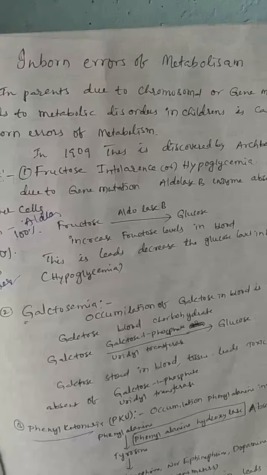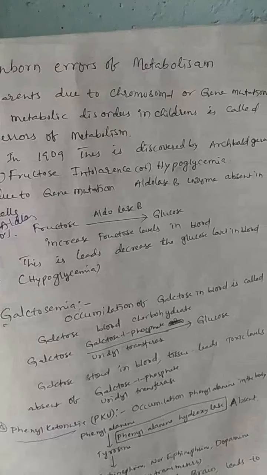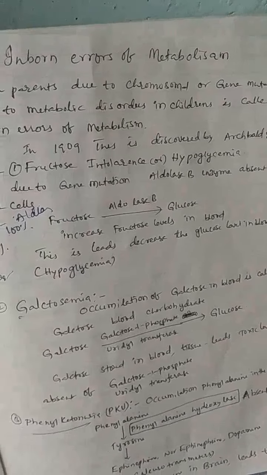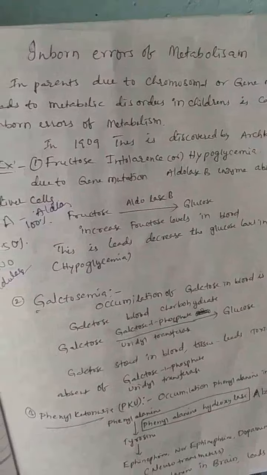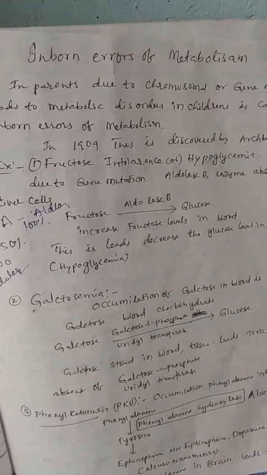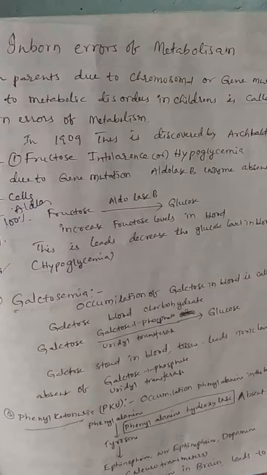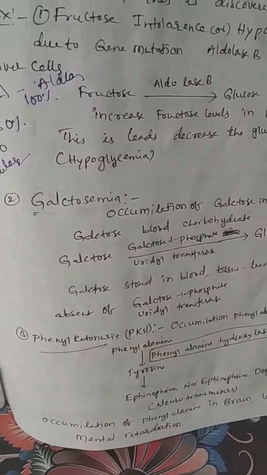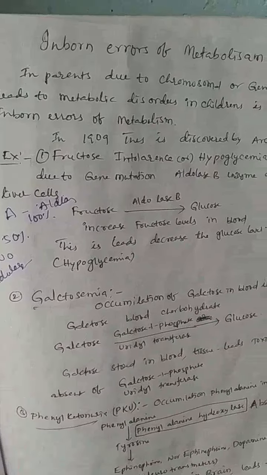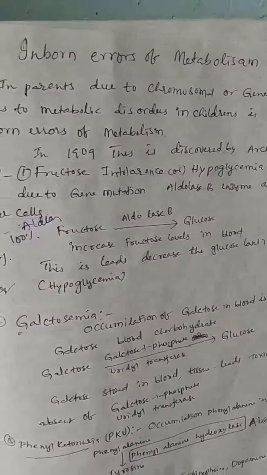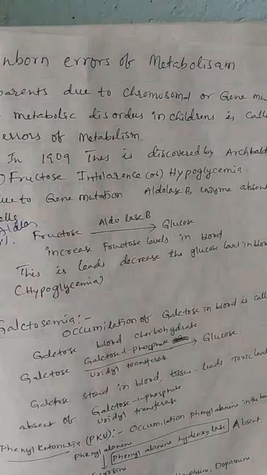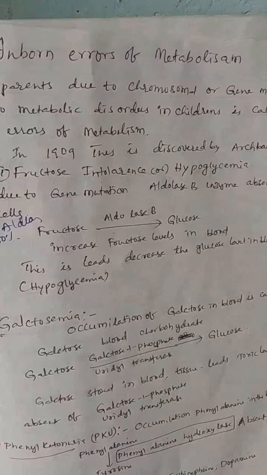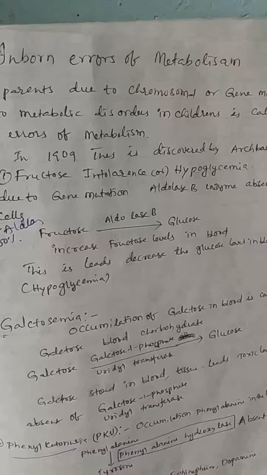Okay, so inborn errors of metabolism were discovered by Archibald Garrod in 1909. The first is fructose intolerance or hypoglycemia, second is galactosemia, third is phenylketonuria, and fourth is alkaptonuria. Here in fructose intolerance, there is no production of glucose from fructose because the enzyme aldolase B is absent. Okay, that leads to hypoglycemia.